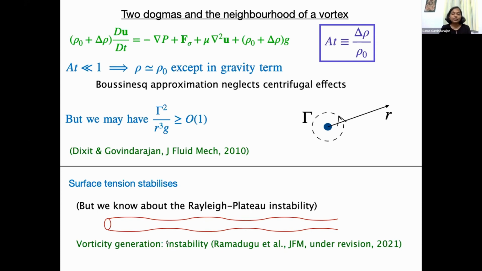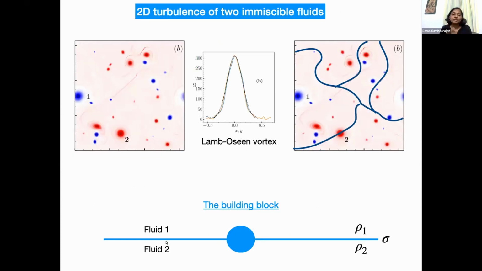And we're going to talk about another thing where surface tension indulges in vorticity generation, and therefore it creates an instability. Okay, so why are we talking about the vicinity of a vortex, and in what context? Let's just look at a simple picture of decaying two-dimensional turbulence at a particular time. The turbulence organizes vorticity. This is positive and negative vorticity shown by red and blue in this figure. It organizes vorticity into these near circular patches.